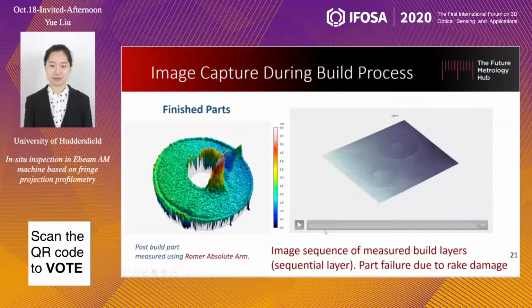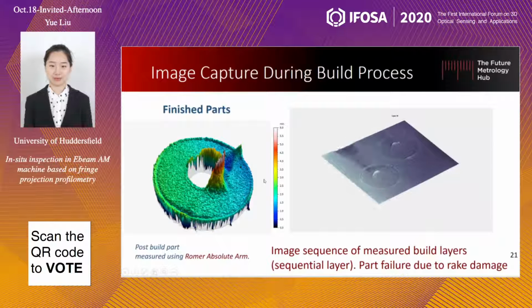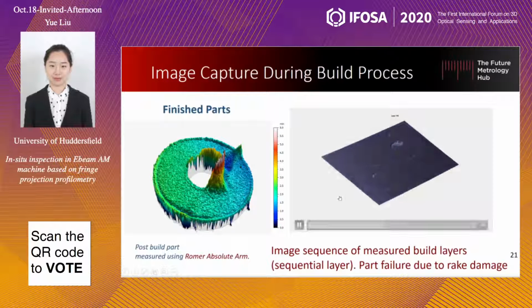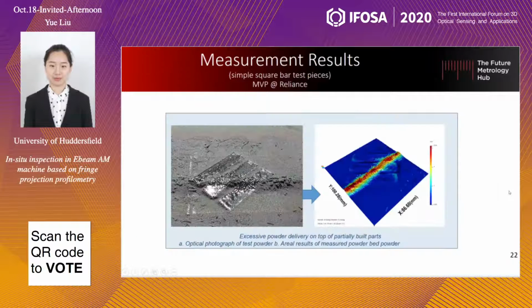And this is a video of the measurement during manufacturing, taken every 15 layers. We can see some small expansion here, and we can decide whether to continue the build or stop it. And that is another example, of excessive powder delivery because of rake damage. We can clearly see the results here.